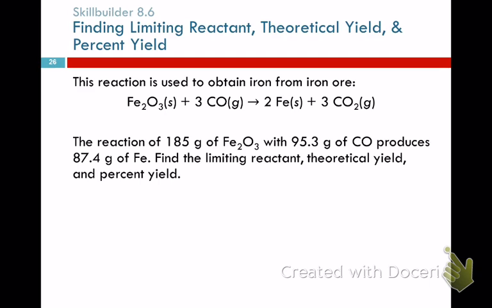Now we're going to do this problem. Again, it's similar to the last problem, but the wording's a little bit different. It says you have a reaction of 185 grams of iron oxide, that's rust, with 95.3 grams of carbon monoxide, and you produce 87.4 grams of iron. So that's this reaction up here. There's the iron, the carbon monoxide, and then 87.4 grams of iron. That's the product. Find the limiting reactant, the theoretical yield, which is what we just did, and the percent yield.